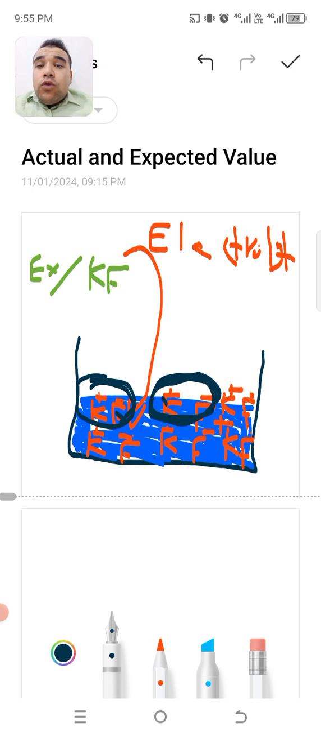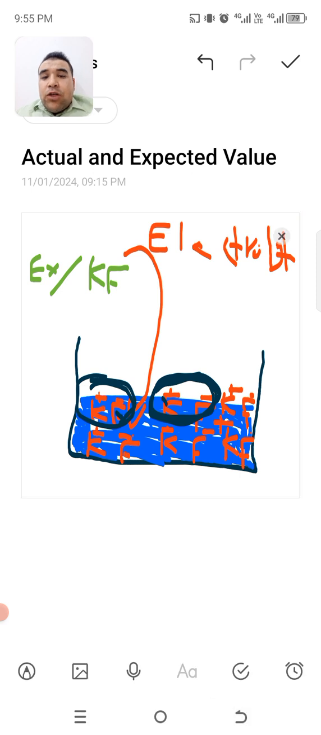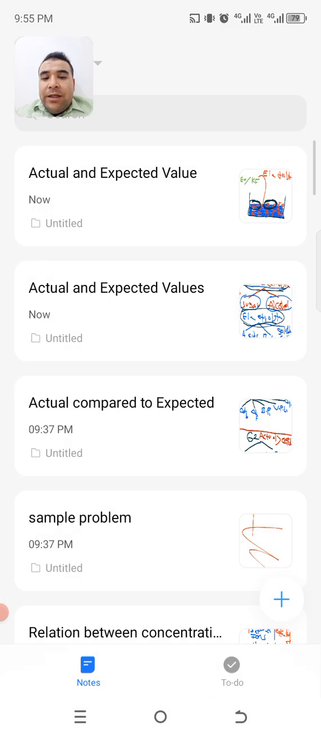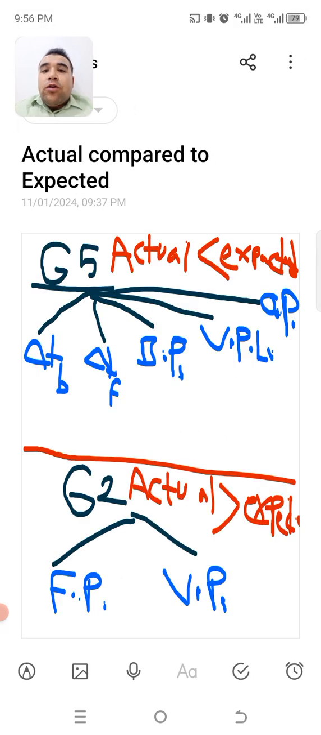You may be wondering whether the actual will be higher or lower than the expected. Let us talk about whether the actual is higher or lower than the expected. Guys, for this we have two groups of colligative properties, two groups of values.